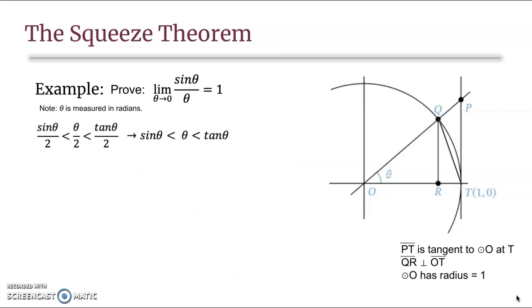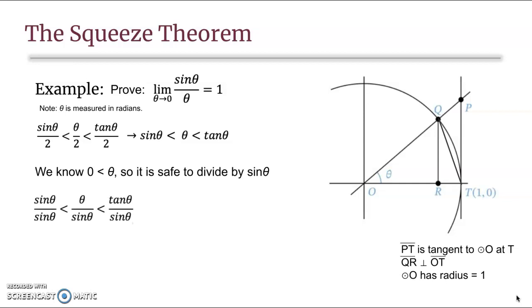So moving on, I just copied over what we've got so far onto this slide. So we know that 0 has to be less than theta because we have a triangle in the figure. So it's safe for us to divide by the sine of theta. If I do that, I get this. And sine of theta over sine of theta is just 1. And then the middle section stays what it is. Tangent of theta over sine of theta is just 1 over cosine theta. I'll give you a moment to think about that.